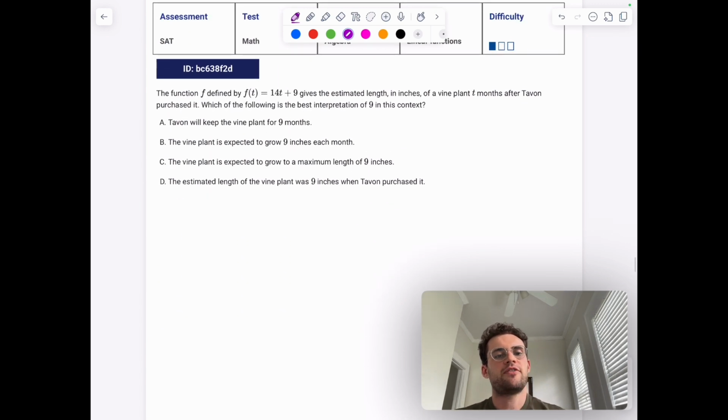The function f, defined by f of t equals 14t plus 9, gives the estimated length in inches of a vine plant t months after Tavan purchased it.